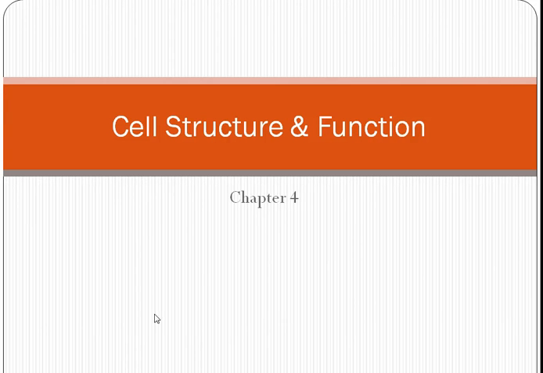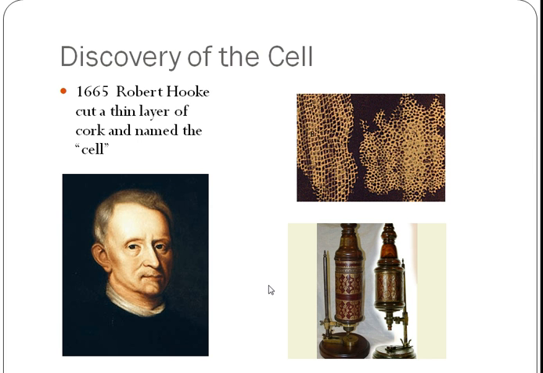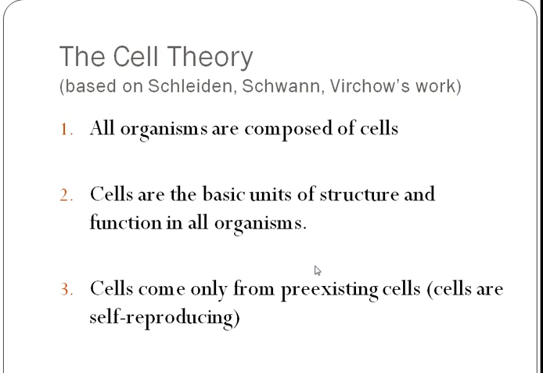Okay, I want to walk you through this chapter a little bit. The cell was discovered by Robert Hooke in 1665, and he was looking at cork. And he named it the cell because when he looked at this, it looked like monastery cells all in a row, and so that's why he named it. Also, a glimpse of the microscope, pretty awesome.